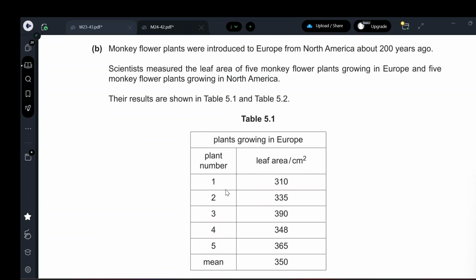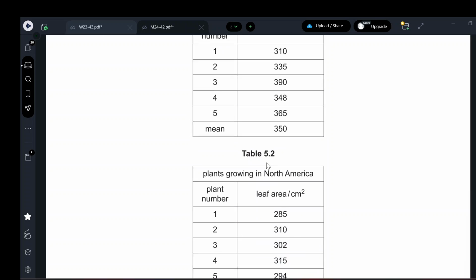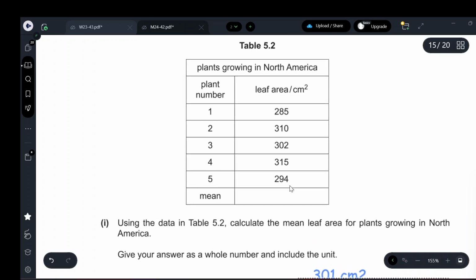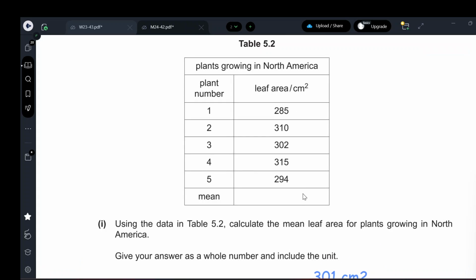Monkey flower plants were introduced to Europe from North America 200 years ago. Scientists measured the leaf area of 5 monkey flower plants growing in Europe, 5 monkey flower plants growing in North America. These are the numbers in Europe, and these are the numbers in North America. And this is the mean here. Here, he asks you to calculate the mean to the nearest whole number and include the unit.